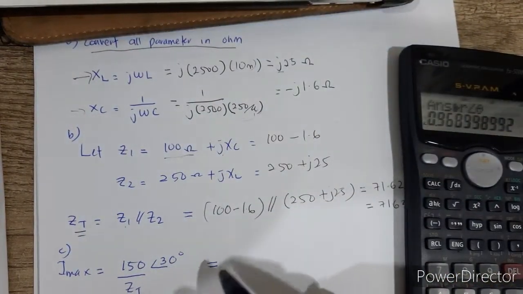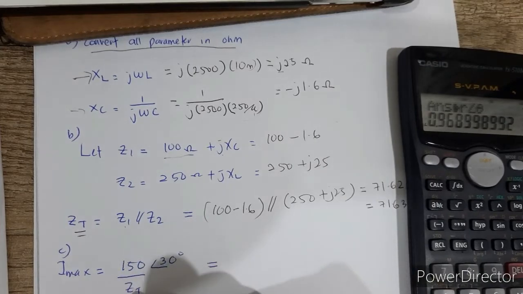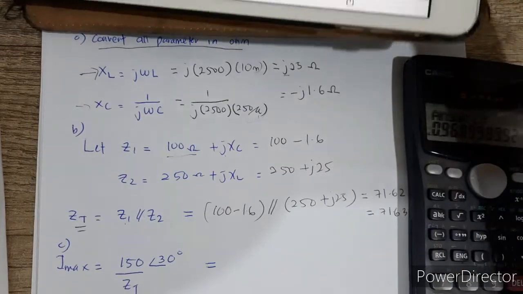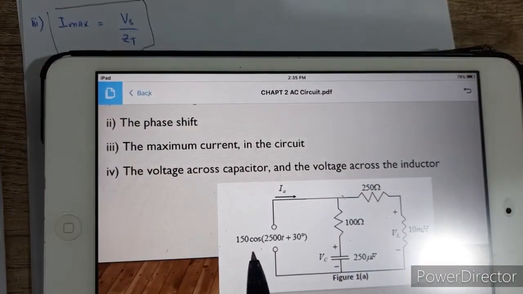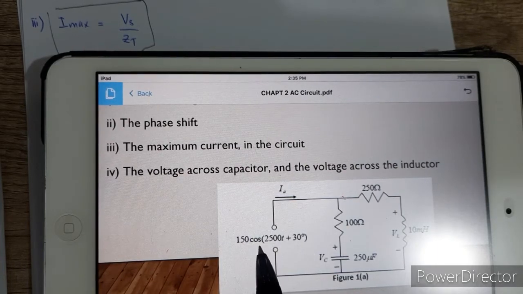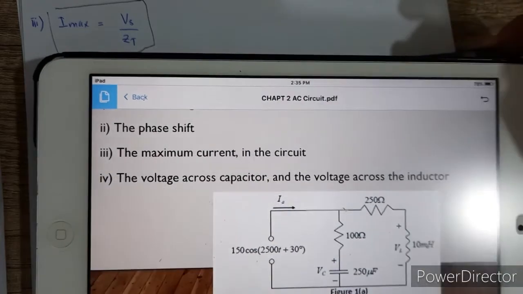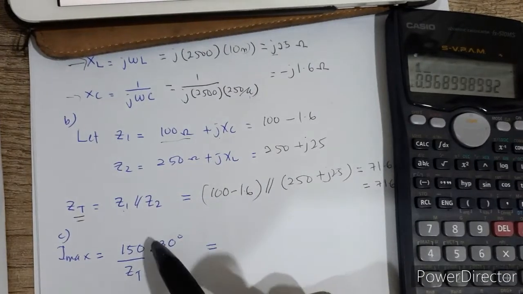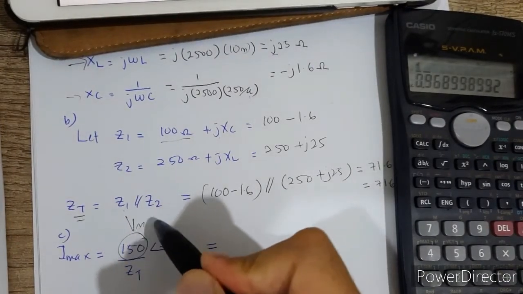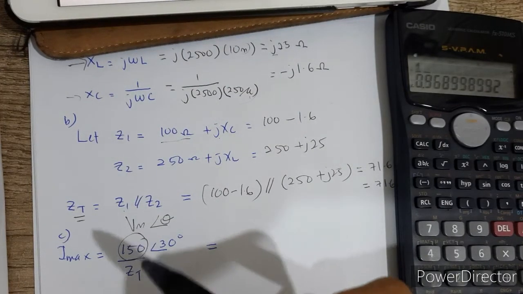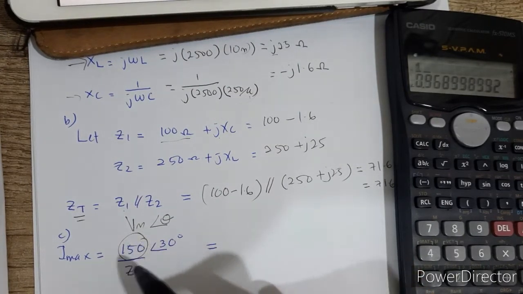So for I max, VS divided by Z total. Remember which VS we are going to use: the original VS, 150 angle of 30, because we do not change the angle since the function is cos. So use VM, in terms of VM, VM angle of theta. Do not use VRMS. VRMS is just used for power calculation.